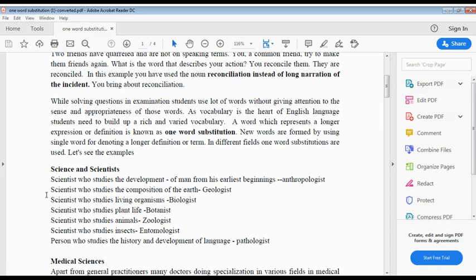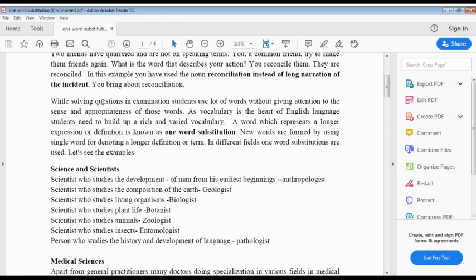Scientist who studies the composition of the earth, geologist. Scientist who studies living organisms. Which word are you going to use in your communication? Biologist. Students, you should know the purpose of prescribing one word substitution in your SYBA compulsory English paper: that you should develop your vocabulary to build up a rich and varied vocabulary. That is the only purpose behind this.